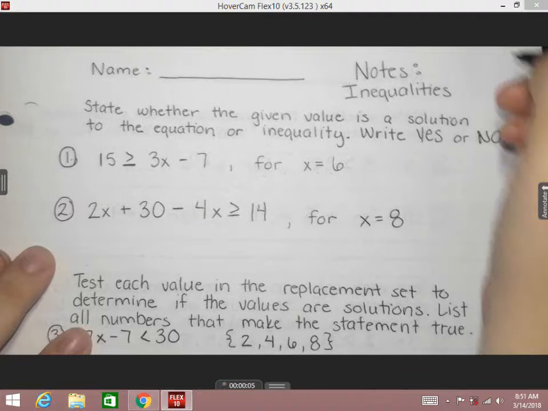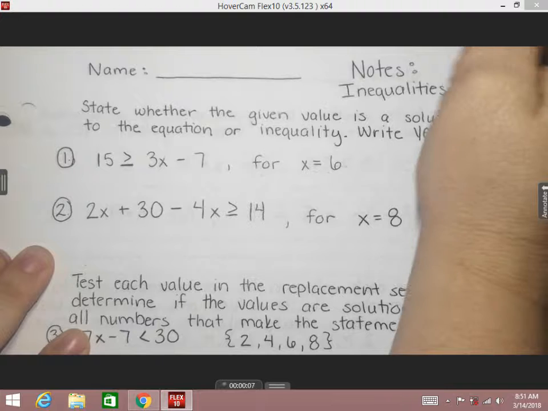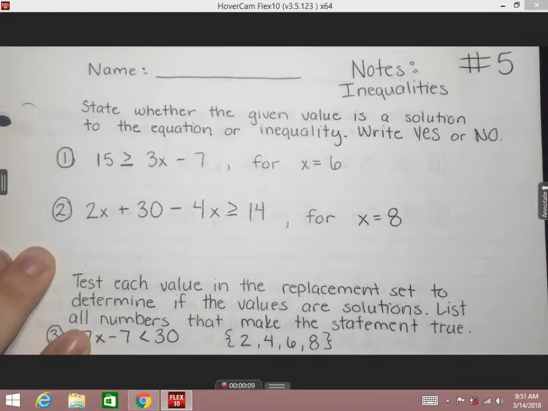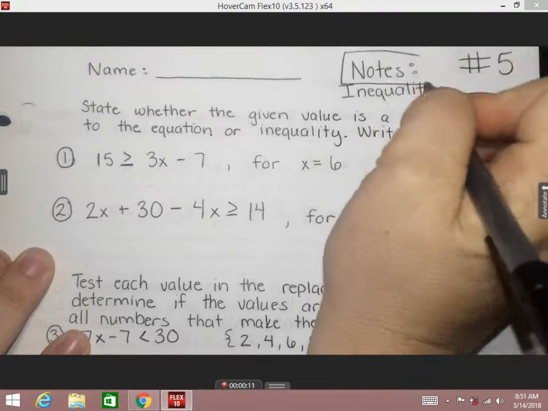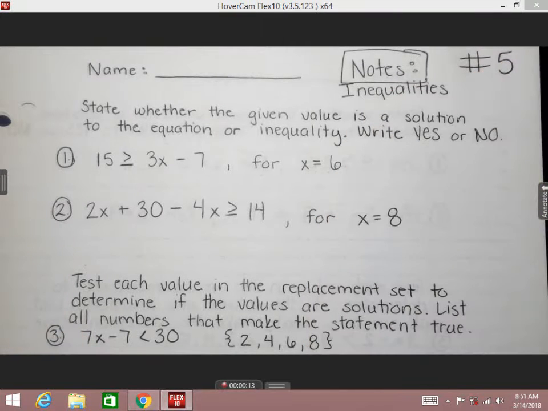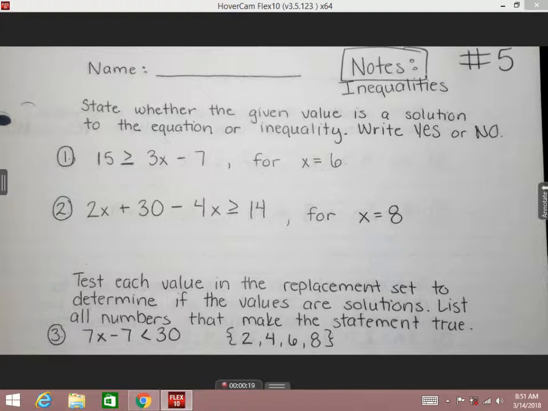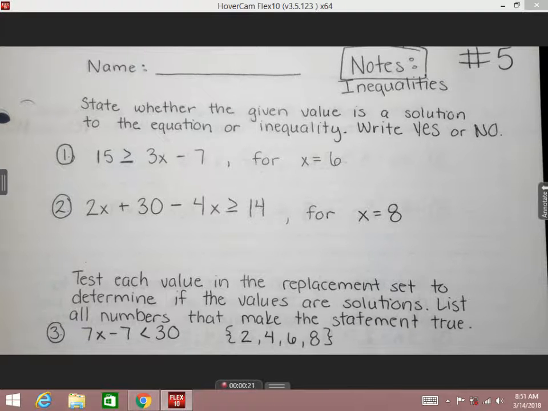All right, so our notes today, we're looking at number 5. I'm going to circle notes because on the back of this is where your homework is going to be. Please remember, try not to work ahead, stay with the class, because we're going to fill in our notes together, and then you'll have the rest of the period to get your homework done.